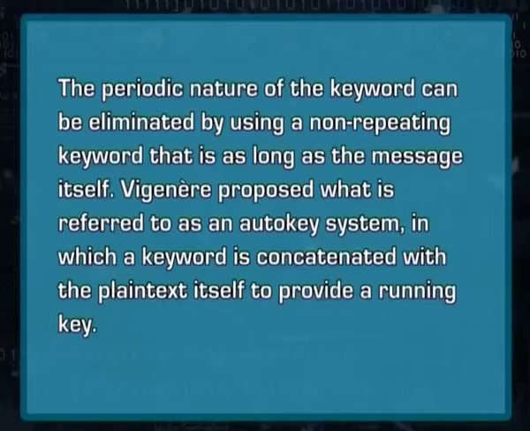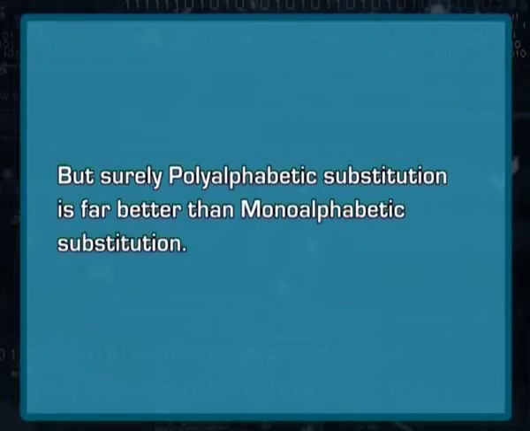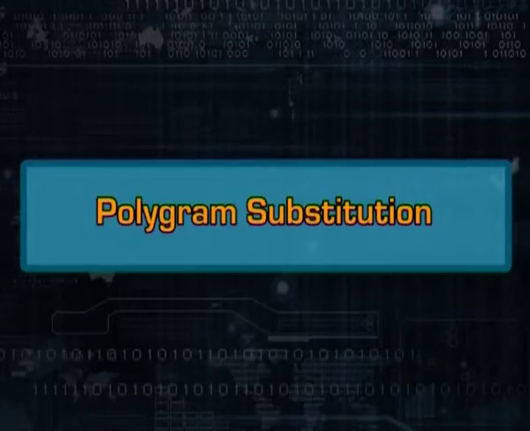Vigenere proposed what is referred to as an autokey system, in which a keyword is concatenated with the plain text itself to provide a running key. But surely, polyalphabetic substitution is far better than monoalphabetic substitution. Now, let us discuss polygram substitution.